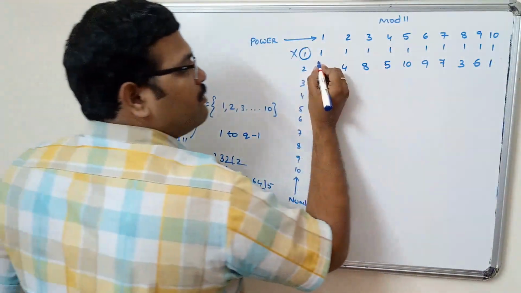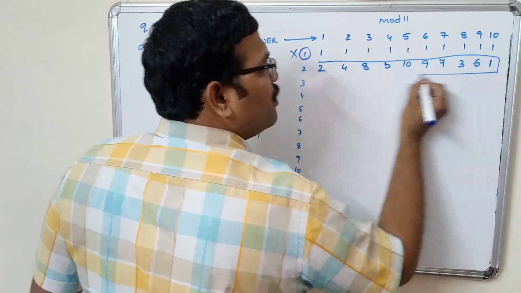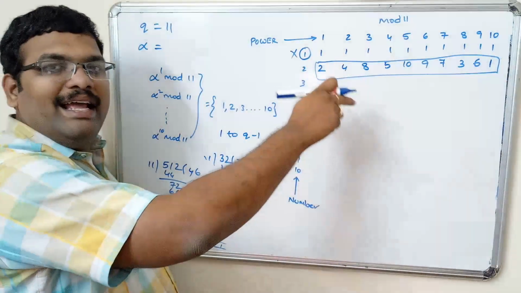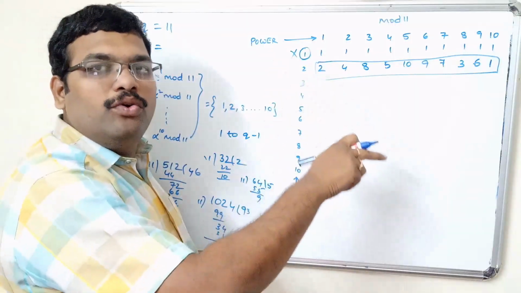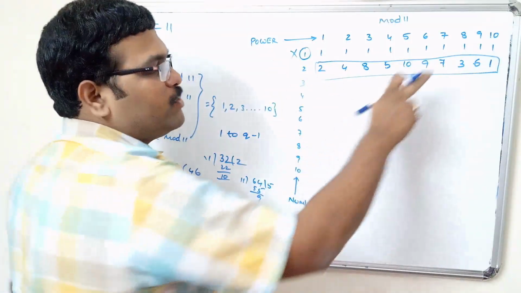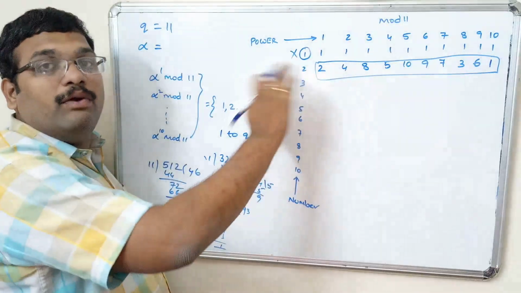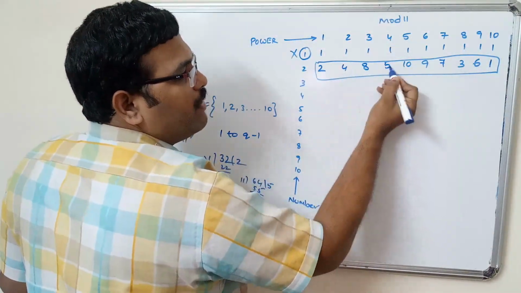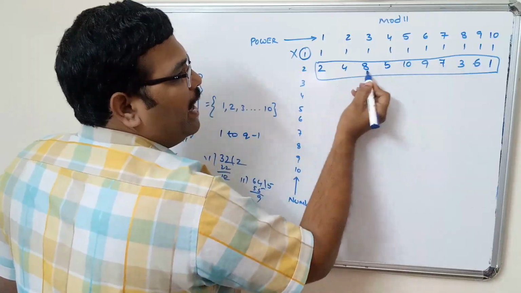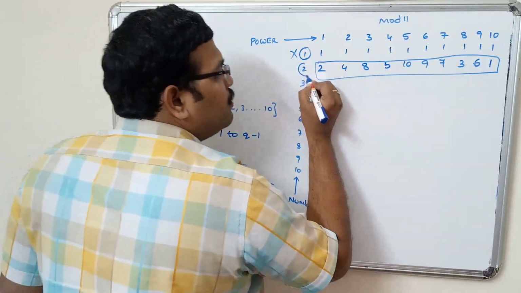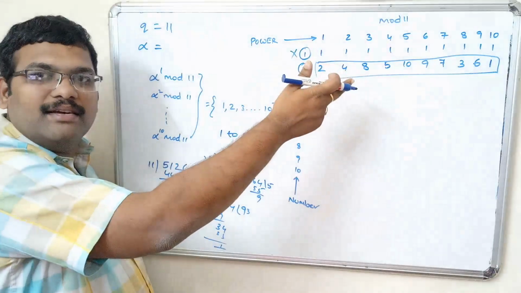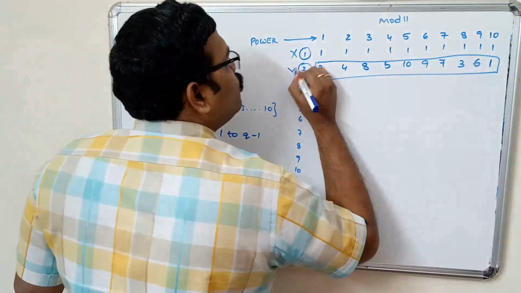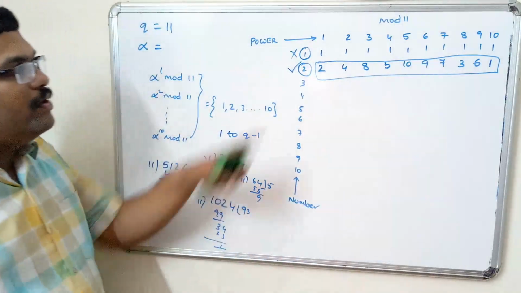So if you observe these values for the number 2, we got each and every number from 1 to q minus 1. That means from 1 to 10 without any repetition. So 1, 2, 3, 4, 5, 6, 7, 8, 9 and 10. In such a case, if we get this result, it satisfies the condition. So that implies 2 is a primitive root of 11.